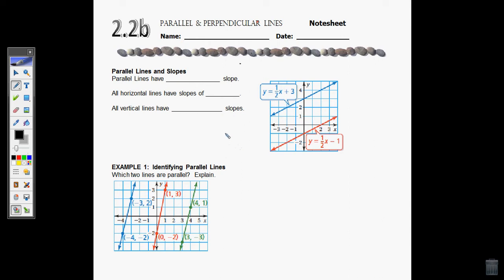Okay, 2.2b, here we go. Who's ready for it? This guy. You can't see, but I'm doing a big thumb pointing at me.